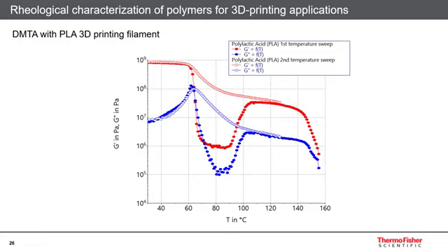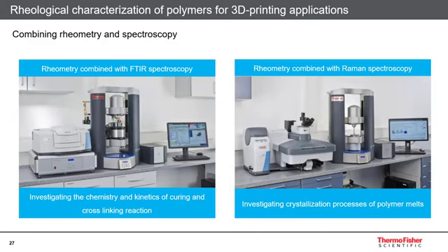In order to study the crystallization kinetics of semicrystalline polymers in more detail, a combination of rheology with another analytical technique has proven to be useful. For a deeper understanding of structure-property relationships in general, usually more than one analytical technique is required. When combining rheometry with other analytical techniques, additional information can be obtained.